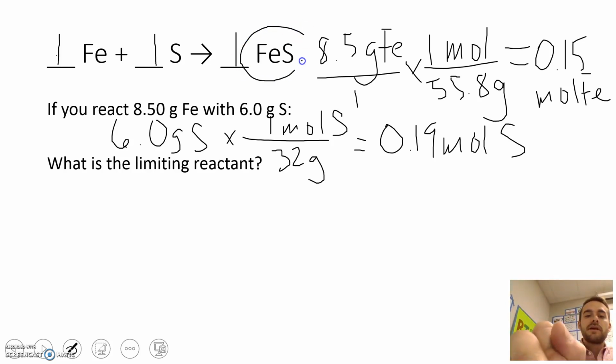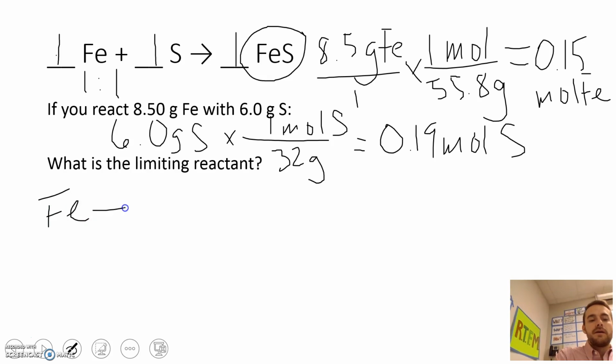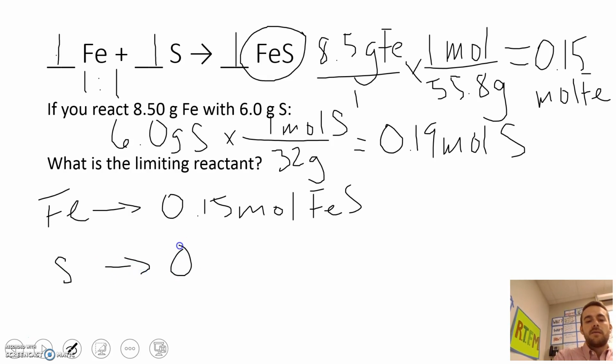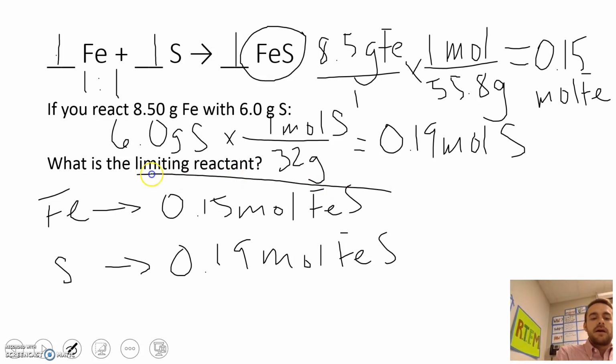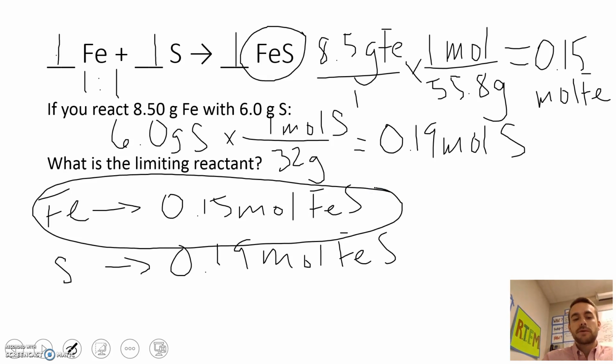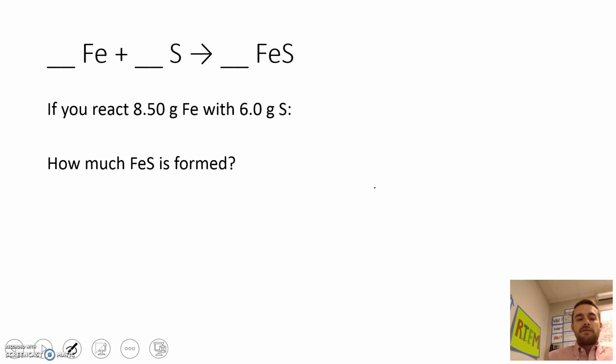However, the nice thing, our product FeS, the ratio of all of them is 1 to 1, which means I can go ahead and change from my iron. I can really get 0.15 mole of FeS since the ratio is 1 to 1, and from my sulfur I can get 0.19 mole of FeS. So which one limited the amount of product you made? Obviously the iron, because it gave you the lesser amount. So that is the answer to your question: the limiting reactant is iron, because my 8.5 grams of iron limited the reaction. How much FeS is formed? Oh, we already found that. That will be 0.15 mole.